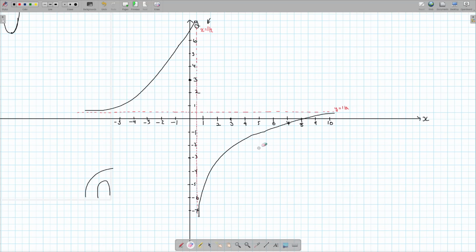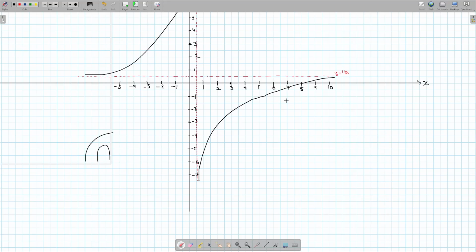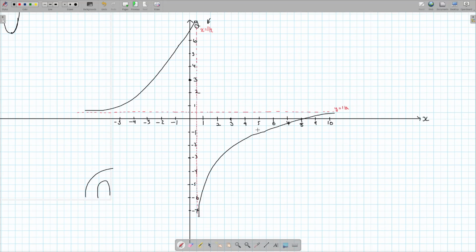But don't worry, your correctors will not really care if you have some jagged parts, because we're humans, guys, we're not robots. You're not expected to have a perfectly smooth graph. So don't waste your time erasing and writing and erasing. Anything that looks kind of curved, it's fine.